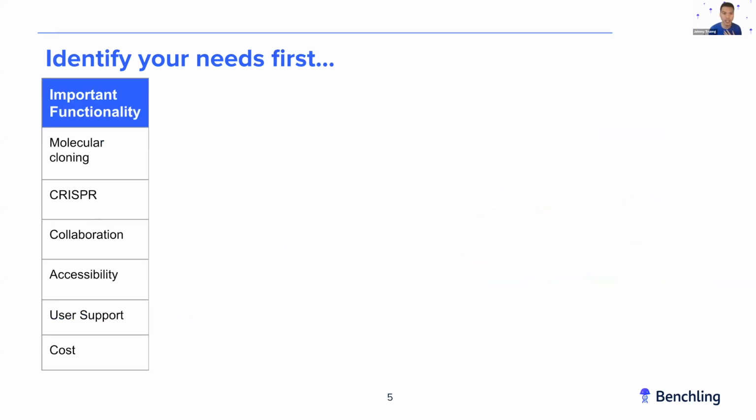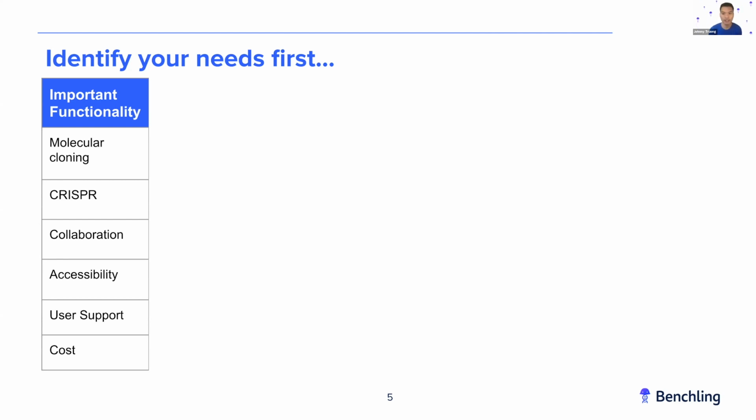And so for me, imagine if you and your team went through this exercise, I'm going to give you an example as if I had done it myself. And I'd recommend essentially breaking out all the input from your team into a couple of 5 to 6 important functions that you think your team would like to have. And so for this example, maybe what I'm concerned about are functions like molecular cloning, CRISPR, collaboration, accessibility, user support, and for sure cost. You and your iGEM team may have similar or different functions that you identify as important.